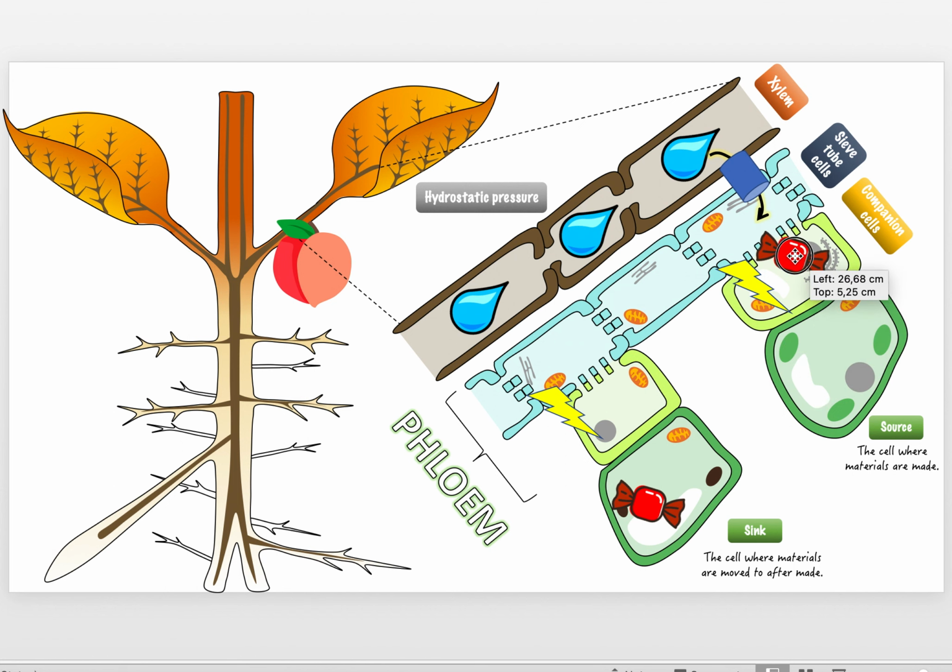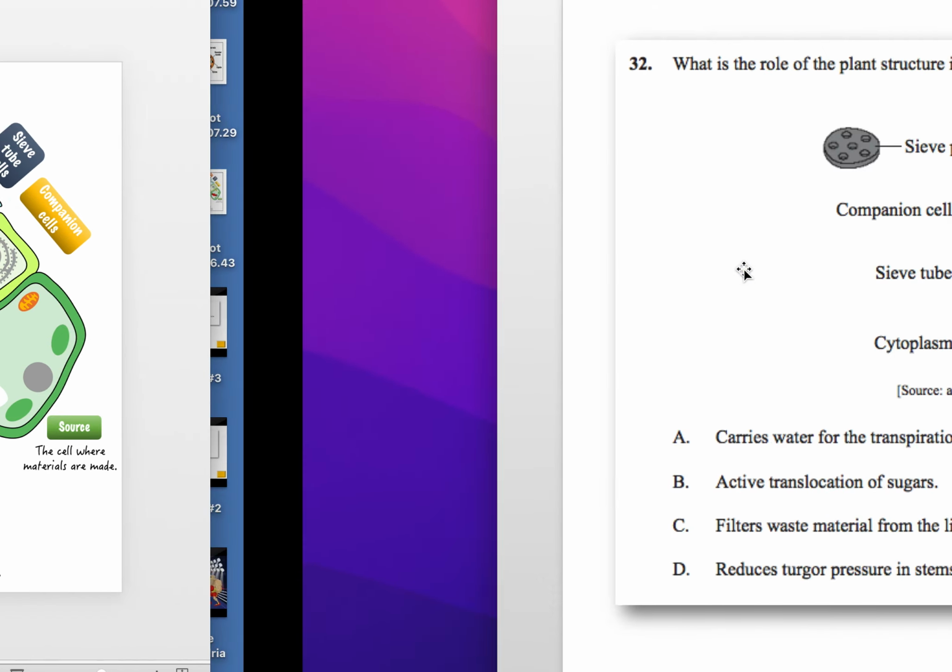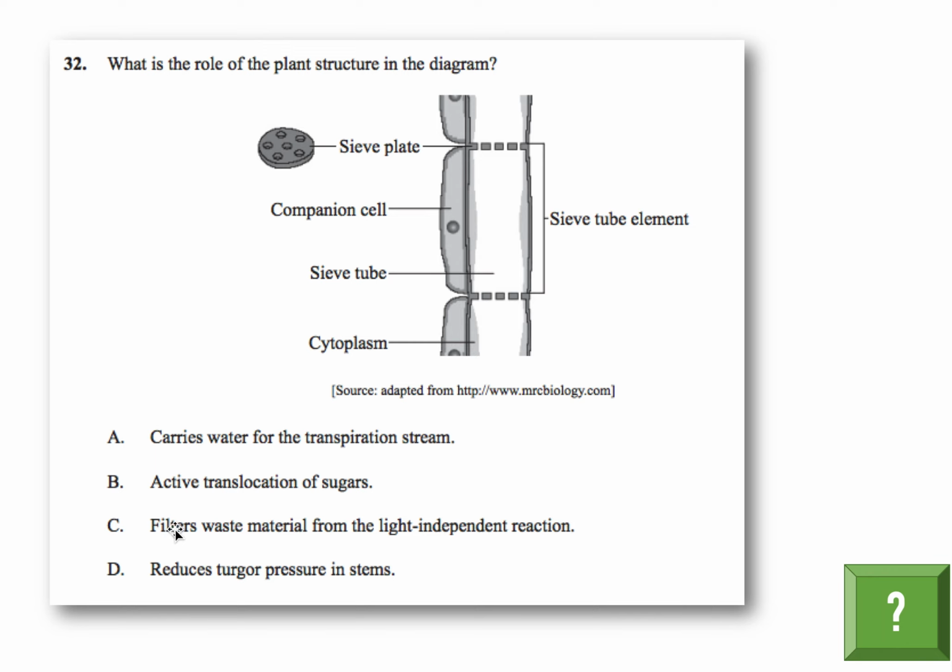Now, we know the purpose of these sieve tube cells is to move these good products, these sugars. Their main purpose is not to move waste, although they may move some waste, okay? But here they're saying they filter waste material. So that's not their main function. Their main function is the active translocation of sugar. So this is really a very, very minor function and doesn't actually happen in this specific structure. Okay, so it's not C.